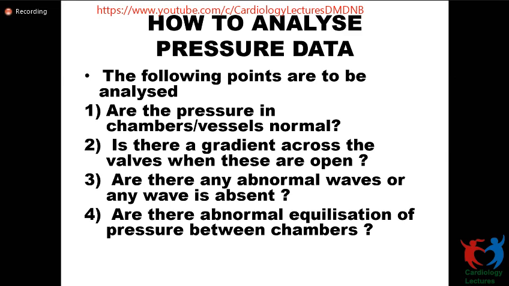If you are seeing a restrictive pattern and the pressure difference is more than 5, then what is your interpretation? It may be a restrictive cardiomyopathy. Yes, it's a feature of restrictive cardiomyopathy, while in constrictive pericarditis, the difference will be less than 5. Okay, so these are the few things that you see by looking at the pressure data. If there is an abnormal equalization, you should start thinking in those terms.